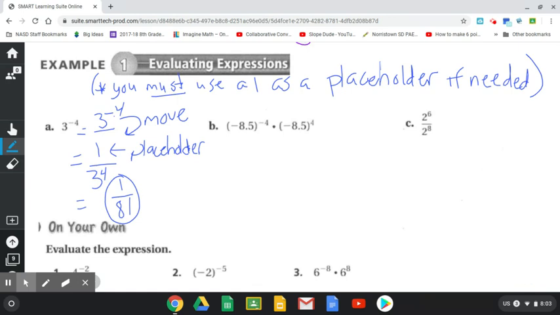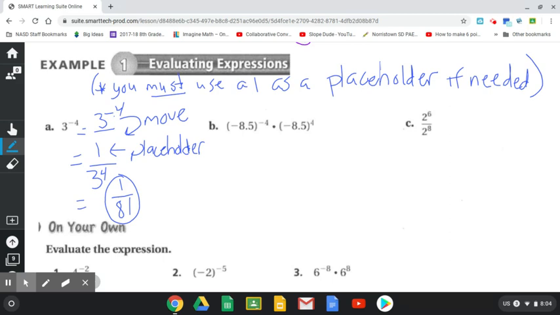So we don't want that negative exponent. We are going to flip it and use a placeholder 1. All right, we're going to flip it across that division sign.